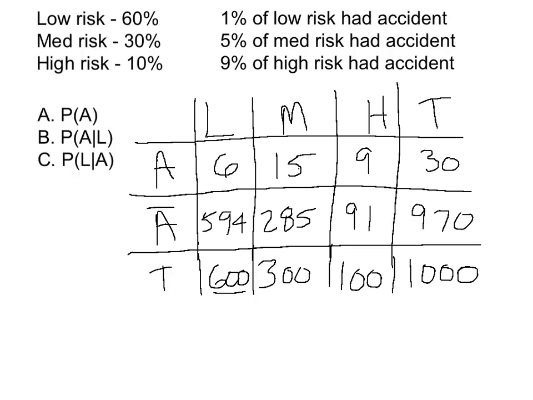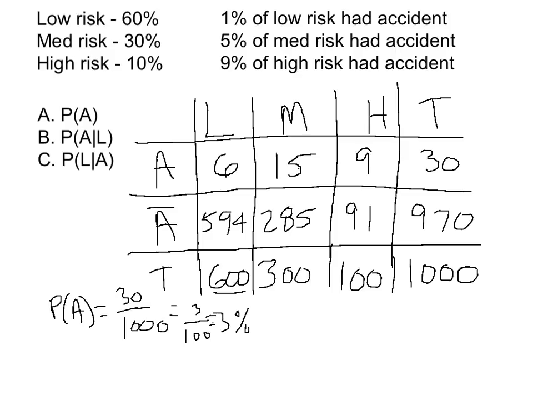So now, using this table, we can find these probabilities. The probability that someone had an accident, now we have 30 total people who had an accident out of 1,000. Or 3 out of 100, or 3%, or 0.03. However, we need to report that.